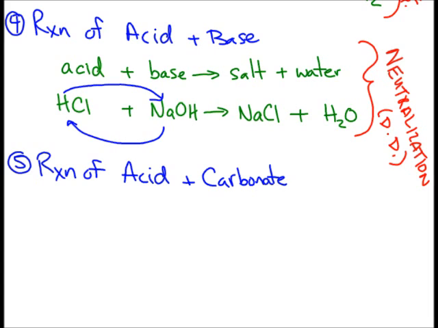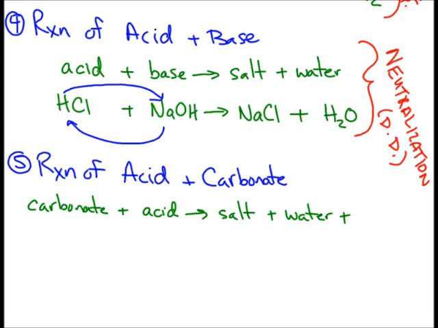So I get a salt and a water, but I also create something that causes bubbles when it's in liquid, which is a gas. And that gas, in this case, is carbon dioxide coming from the carbonate. So our general reaction for this one is a carbonate plus acid produces salt. Remember, salt is just an ionic compound, water, and carbon dioxide.